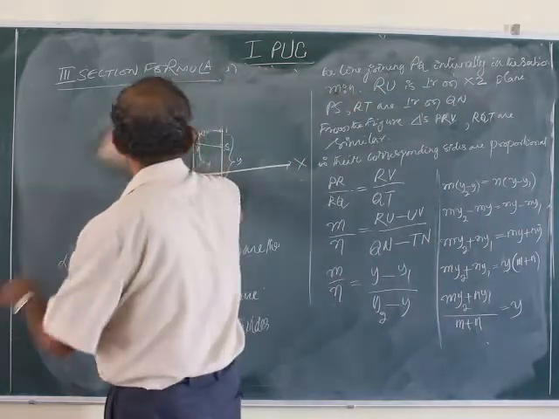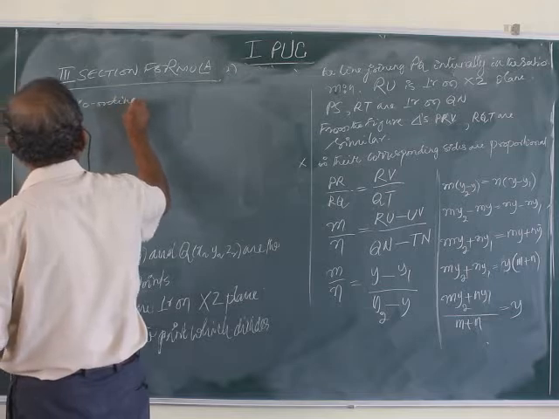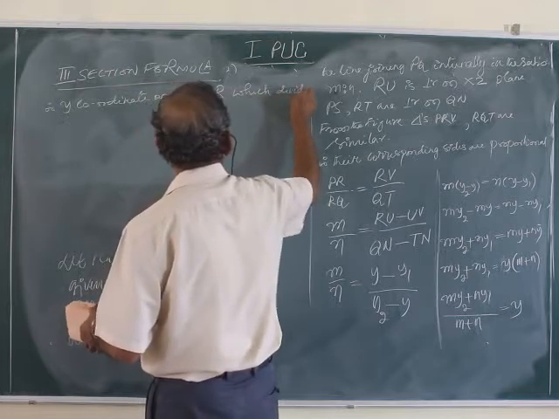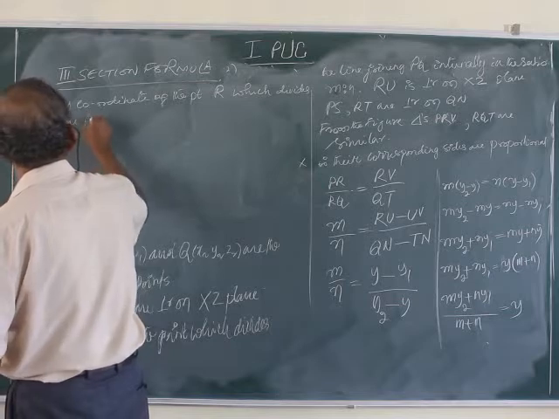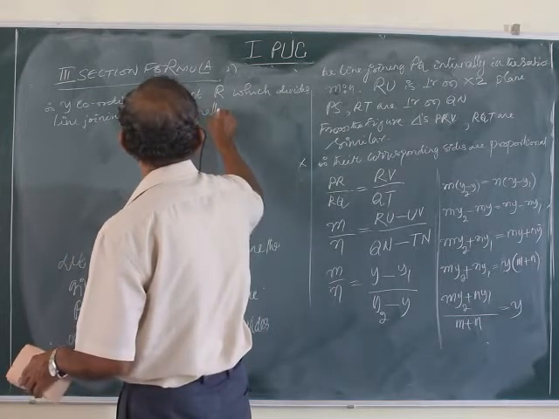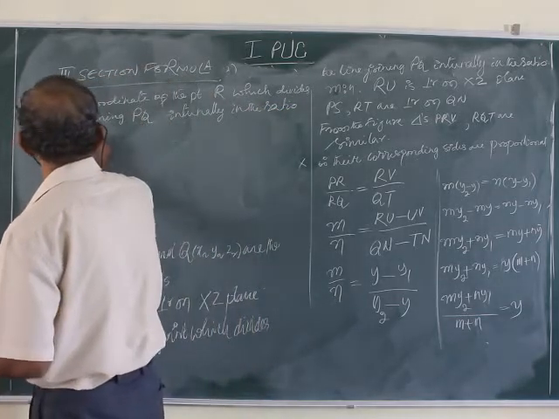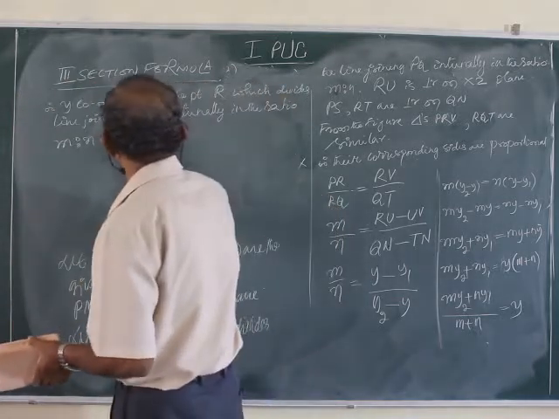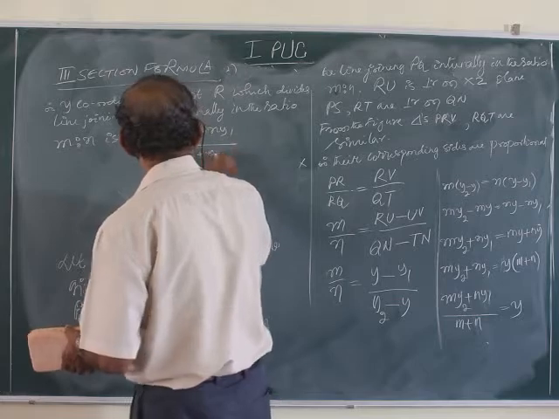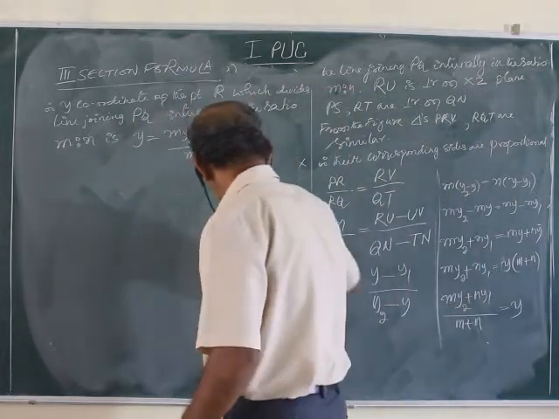So let me write here. Therefore, the Y coordinate of the point R which divides the line joining PQ internally in the ratio M is to N is Y equals My2 plus Ny1 by M plus N. Now, you need not derive the remaining ones. Straight away write. Similarly, we can show that.